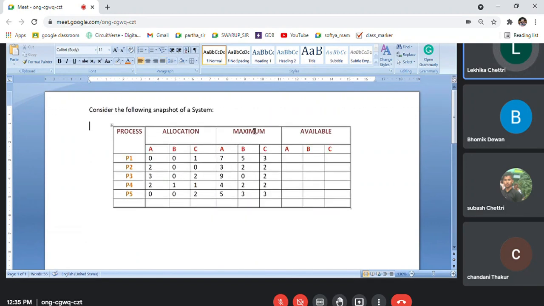So now what maximum shows is, P1 has zero copies of A resource, zero copies of B resource, and one copy of C resource. That is your allocation. Right now P1 has acquired these many resources. Now maximum shows that it needs 7 copies of A resource. P1 right now needs 7 copies of A resource to complete its task.